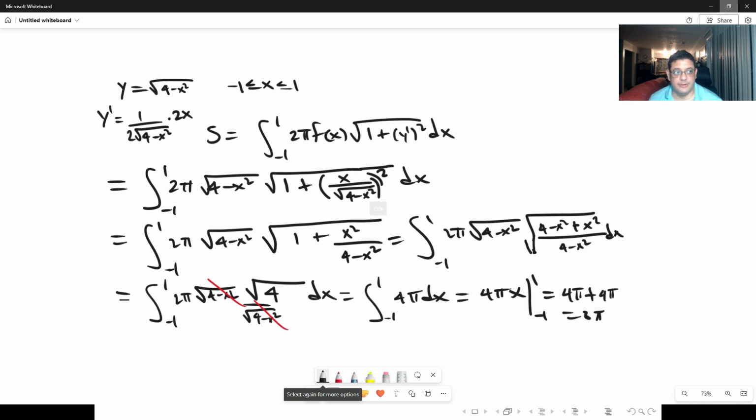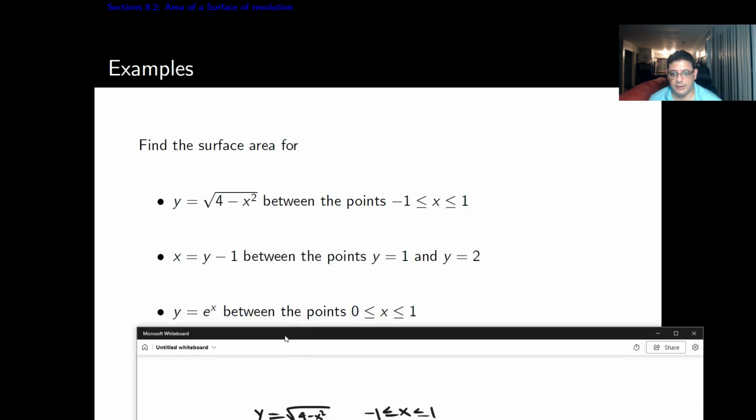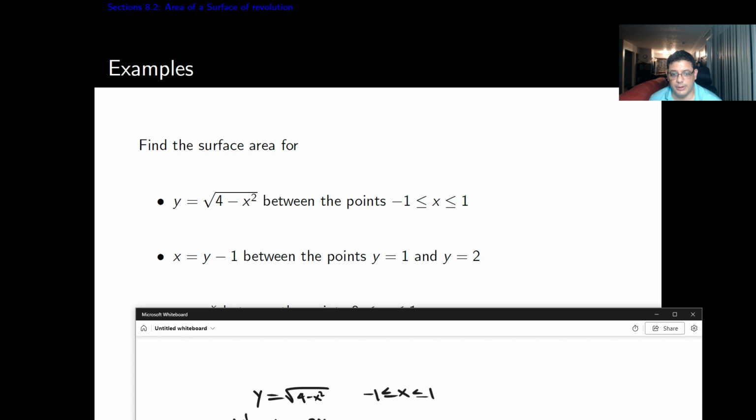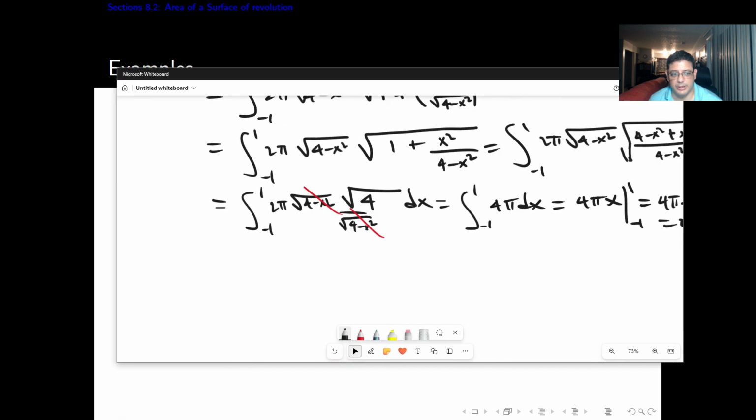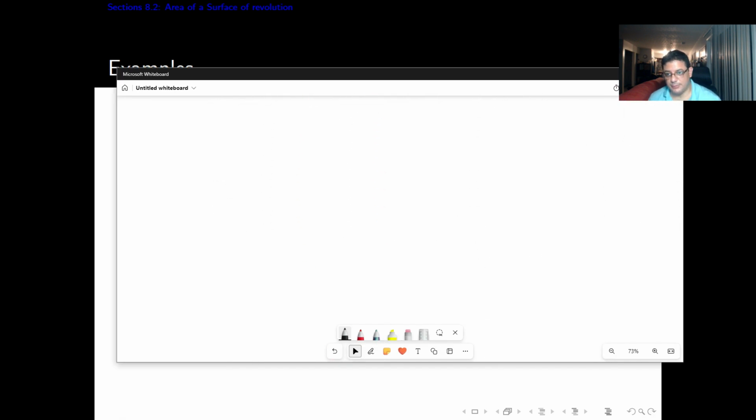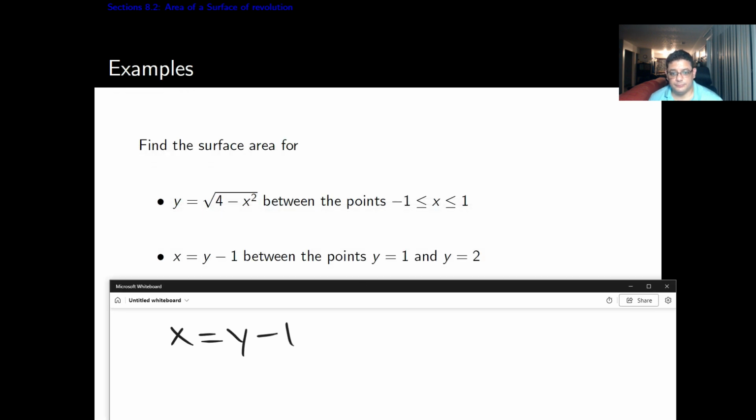Now let's go to another example. Now we're going to consider x equals y minus 1 between y equals 1 and y equals 2. So this is now in terms of y. So this means we get to use the formula in terms of y.